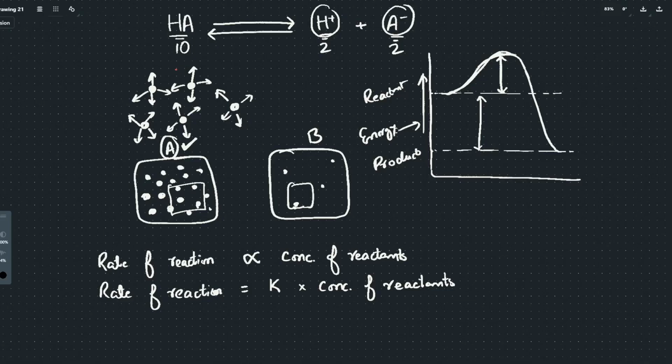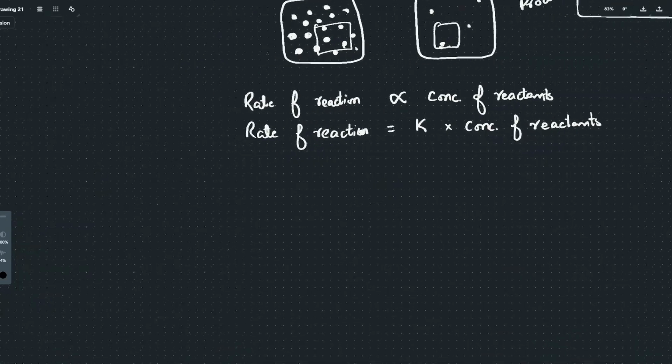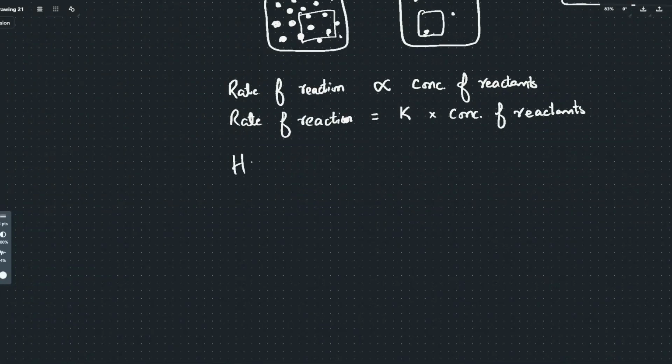I know some of you might be confused, so let me draw this equation. Let's write it again: HA and H positive plus A negative, right? So let's suppose that initially we have 10 of this and 2 formed here, 2 formed here. Now let's suppose we add 10 molecules more here and they become 20. So after some time, following the same ratio, this should become 4 and this should also become 4.